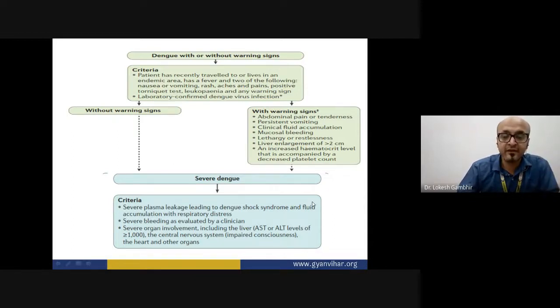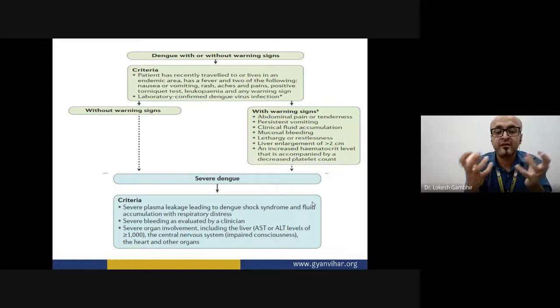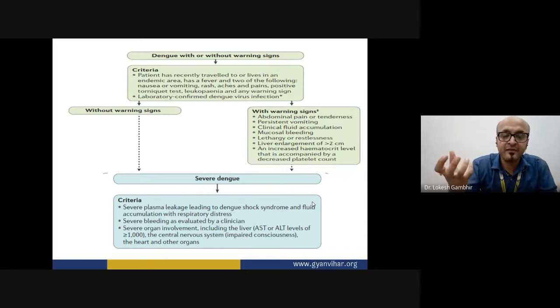And what is that severity we are talking about? There will be plasma leakage. Once the leakage is there, what is happening? There will be a shock syndrome, which is called DSS, dengue shock syndrome. Once the leakage is there, the fluid will start accumulating, and you will see respiratory distress. And the bleeding, when we're talking about plasma leakage, will be very severe, and it can be detected by the clinician. And then in more terminal cases, an organ transplant is initiated, including the liver.